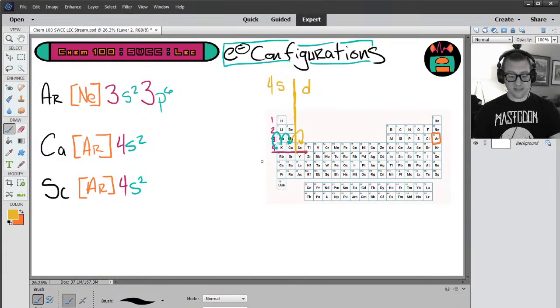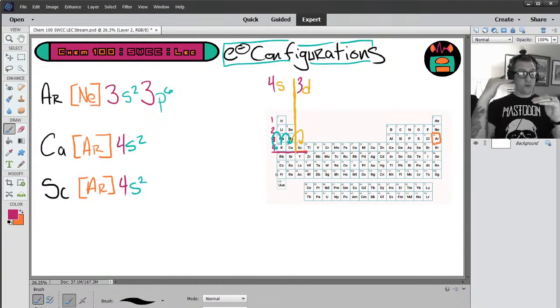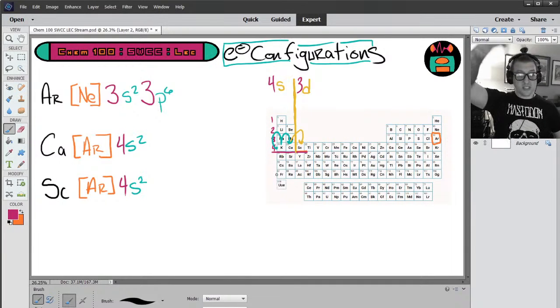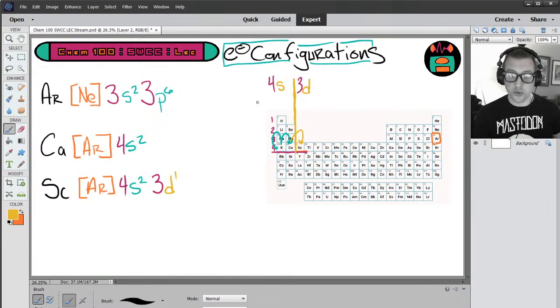If you're at 4s, when you move into the D block, it is 1 level lower, because remember, the 4s filled before the 3d. So when you go from the S block into the D block, your energy level shifts down by 1. So this will be 3d1, because we moved 1 space into the D block. And this is true every time for every electron configuration.